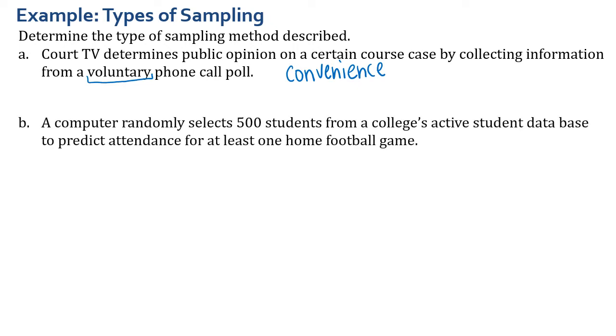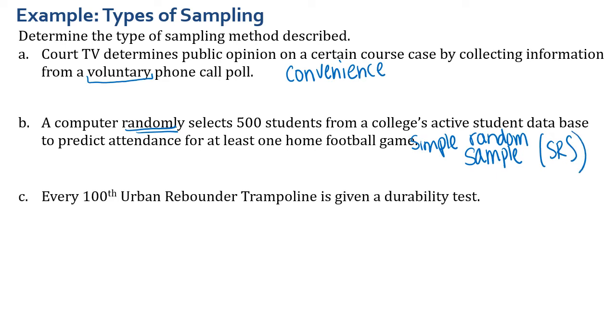A computer randomly selects 500 students from a college's active student database to predict attendance for at least one home football game. So it's randomly selecting, so this would be a simple random sample. And again, shorthand, we write this as SRS. Every 100th urban rebounder trampoline is given a durability test. So they're checking every 100th trampoline. So that's systematic sampling.